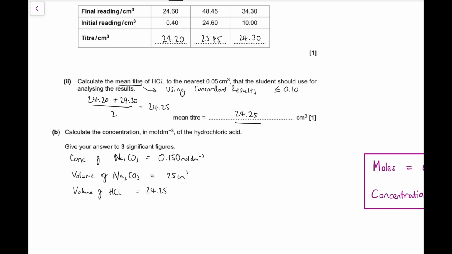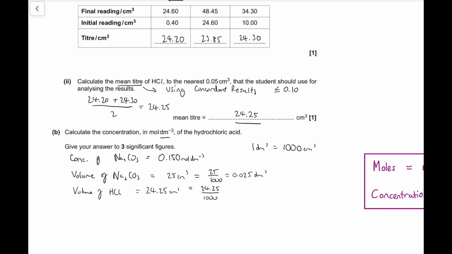The next thing to notice is that the units that we are meant to give our answer in is moles over decimeters cubed, but the volume values we have are in centimeters cubed. Therefore, we need to convert them. 1 decimeters cubed equals 1000 centimeters cubed. This means that we simply have to divide 25 by 1000 and 24.25 by 1000 to work out our values in decimeters cubed.